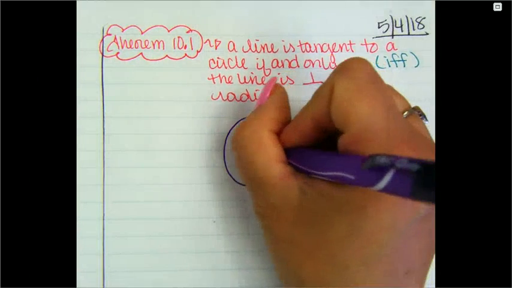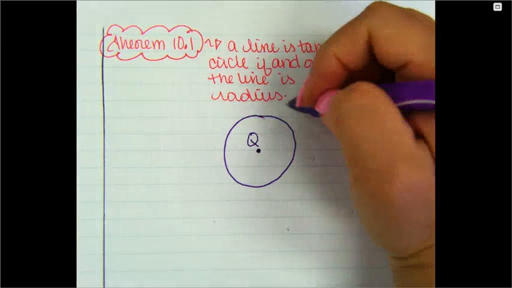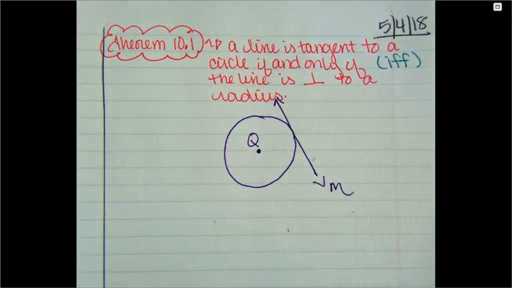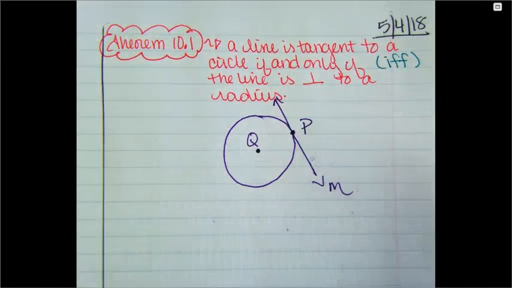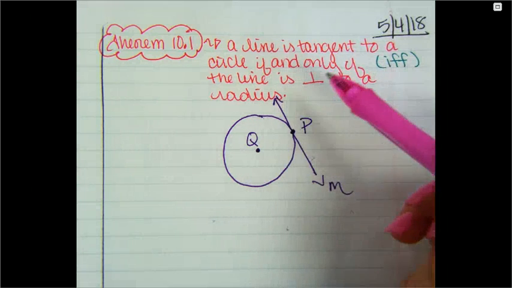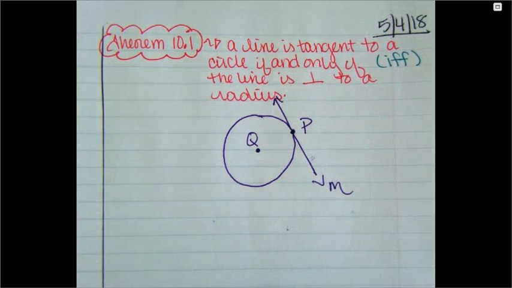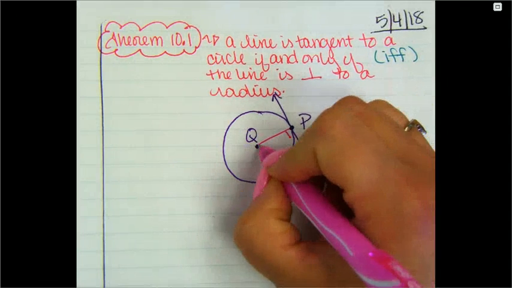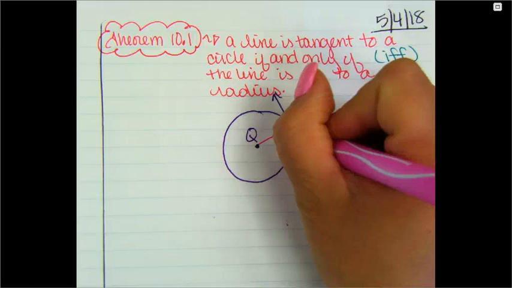Circle Q. Tangent line M. Point P. Good so far? So it says a line is tangent to a circle if and only if. In other words, it's not a tangent if it's not perpendicular. Do you understand? If it's perpendicular, you have a tangent. That's what if and only if means. That the radius is perpendicular. What does it mean to be perpendicular? Form what kind of angle? A right angle.